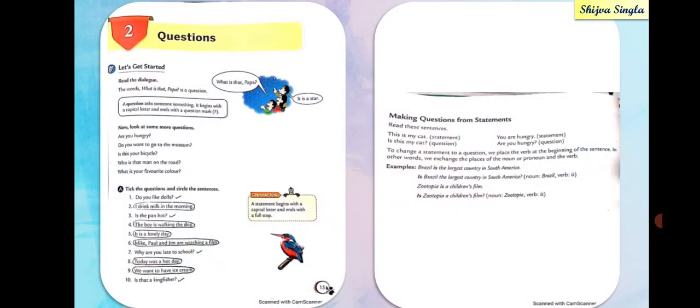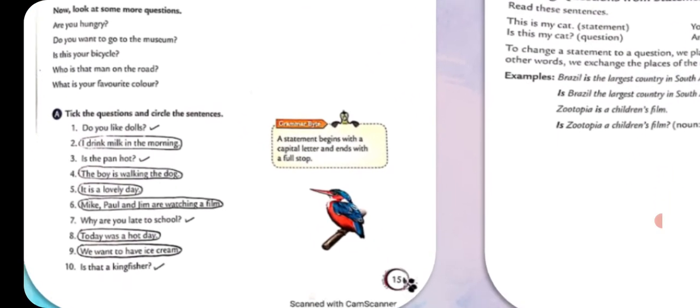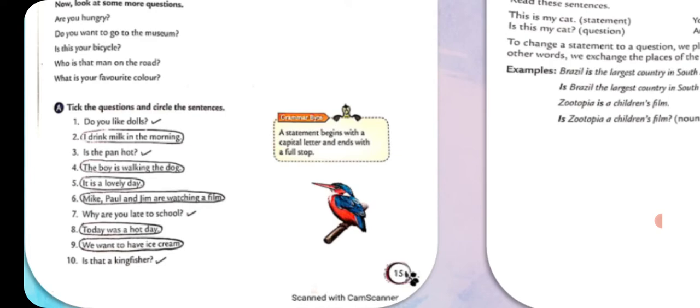So this is the book exercise. In part A, you have to put a tick on those sentences that are questions and you have to circle those that are statements. Fine. So the first one is, do you like dolls? This is a question as it is ending with a question mark. Moreover, questions also begin with do and does. So put a tick on this. Then the second one is, I drink milk in the morning. This is a normal statement as it is beginning with a capital letter and ending with a full stop.